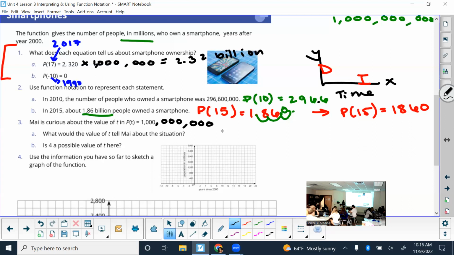Could 4 be a possible value? So discuss that within your team. If my output is 1 billion, could my input be 4, given what it represents? All right, Brooks table, what would an input of 4 represent?